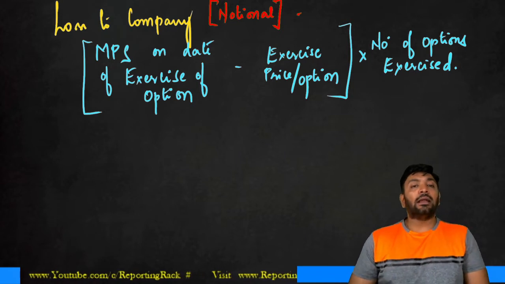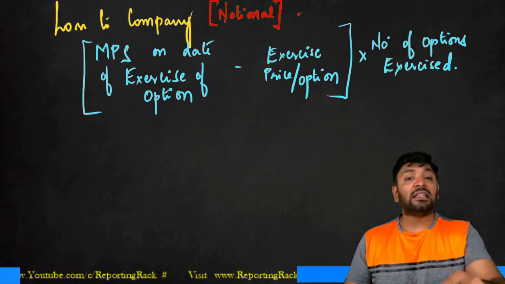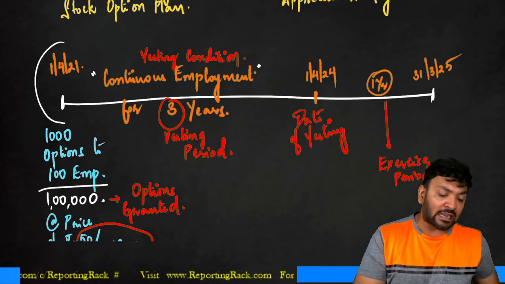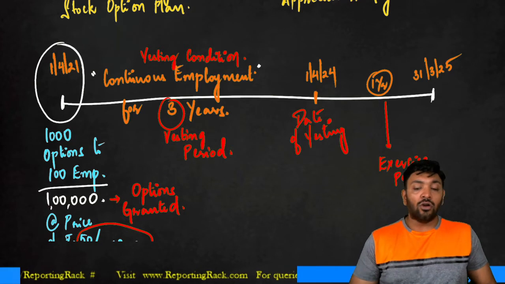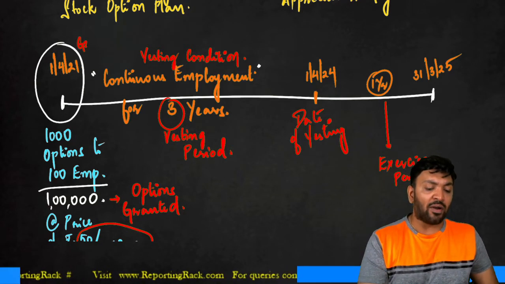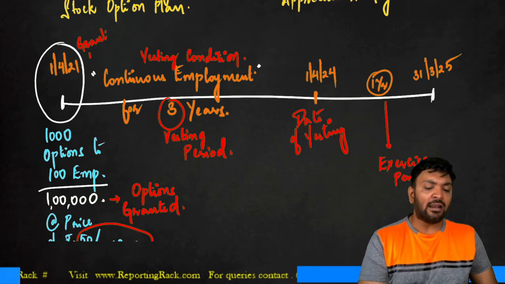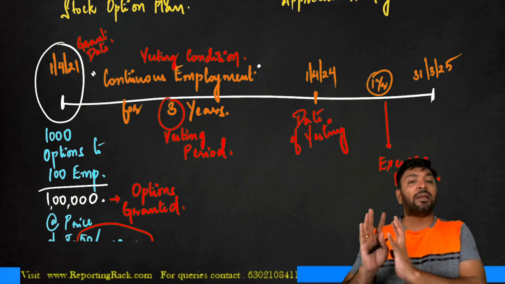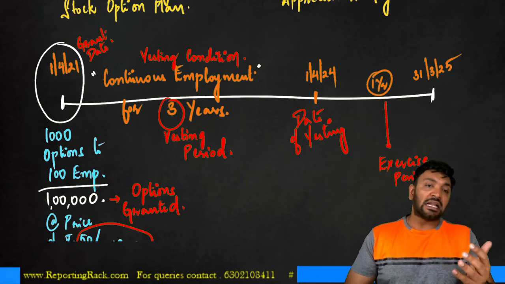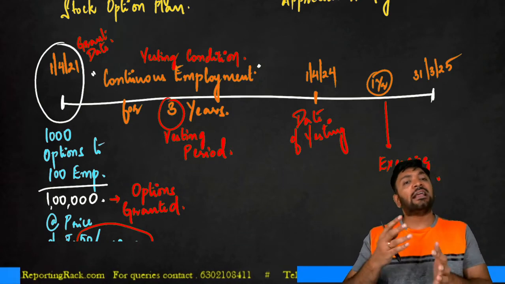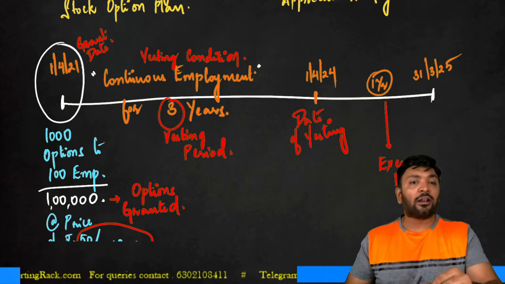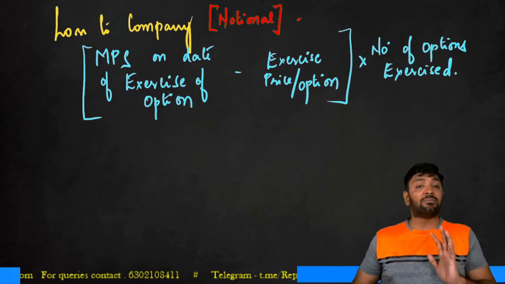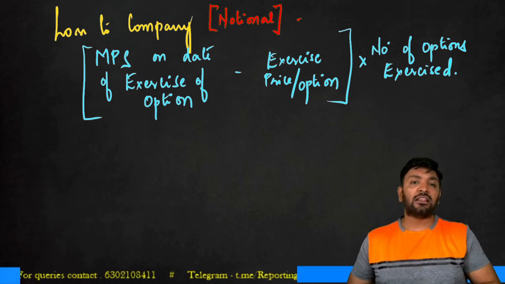Now, it is a loss. When do I know that the company has made a loss? I know that the company is going to make a loss on the grant date itself. On 1st April 2021, which is my grant date, when I granted the option, I know that the company will definitely make a loss in future. Conservatism concept: when you know that there is a future loss, you will have to provide for it. So as on 1st April 2021, when I'm trying to estimate the loss, I cannot estimate it.